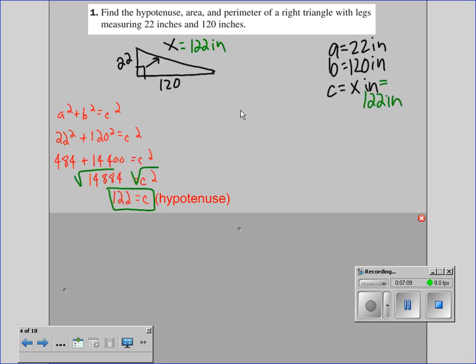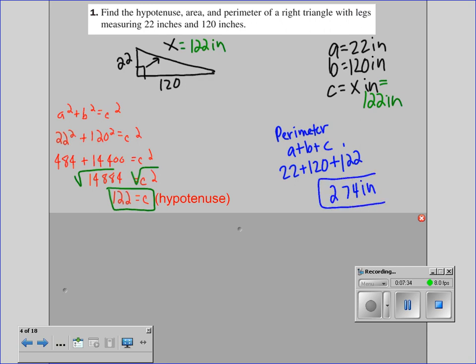The next step is to add up for the perimeter. A plus B plus C. So we take 22 plus 120 plus 122. 2 plus 2 is 4, carry 1. 2 plus 2 plus 2 is 6, plus 1 is 7, and 1 plus 1 is 2. So 274 inches is our perimeter.